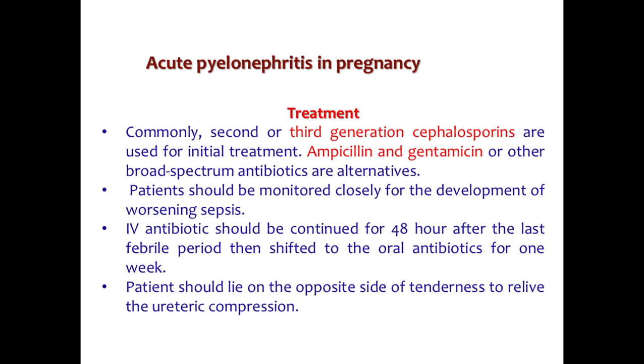We must change the patient position, and the patient should be positioned on the side opposite to the tenderness to relieve the ureteric compression. And sometimes we may need the insertion of a ureteric catheter to relieve the compression and to wash the pus and the infectious material from the upper urinary tract towards the urinary bladder for drainage. Unfortunately, this usually lasts for about 1 week, 2 or 3 weeks, and then is removed, because at this time it itself will be the source of infection.